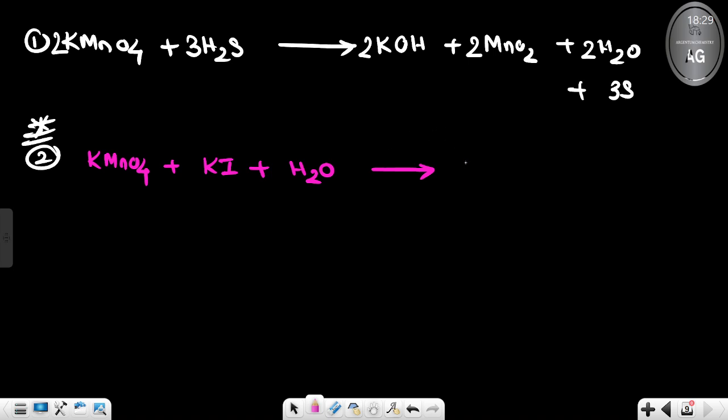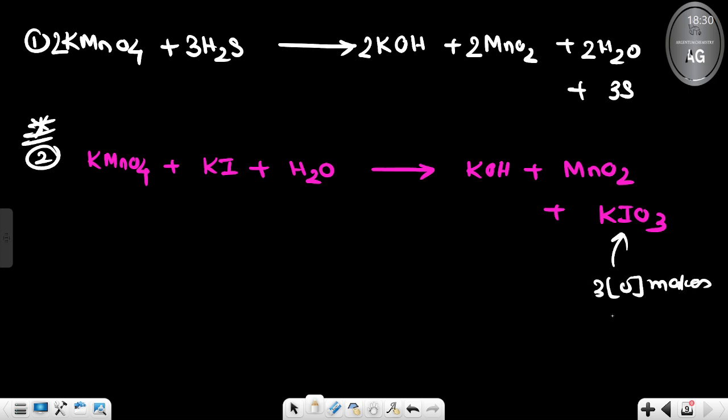The common products of this reaction are KOH and MnO2, but the third product is KIO3. This is a very important reaction, KIO3. Why is it KIO3? Because 3 nascent oxygen make 1 KIO3. That is why we are not writing a 3 in front of it. 3 oxygen are needed for making KIO3, 3 oxygen joins KI. So we will not put an extra 3 over there. Clear? So KIO3, no 3 in front of KIO3.